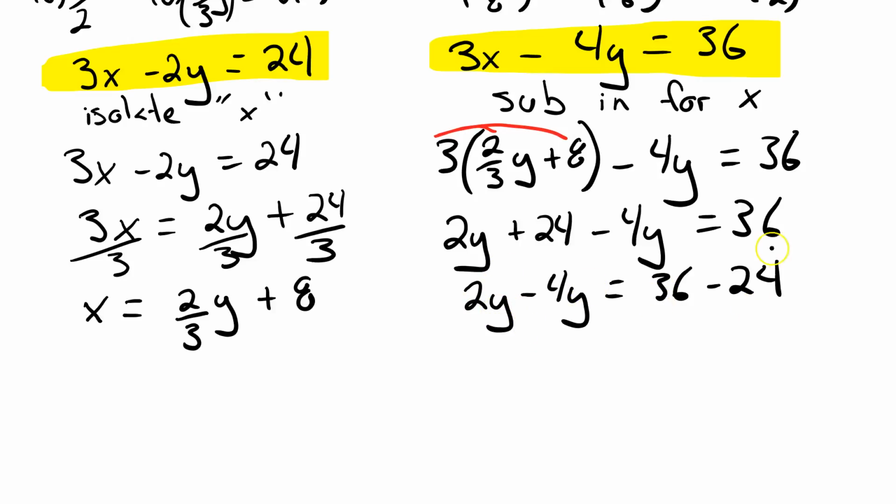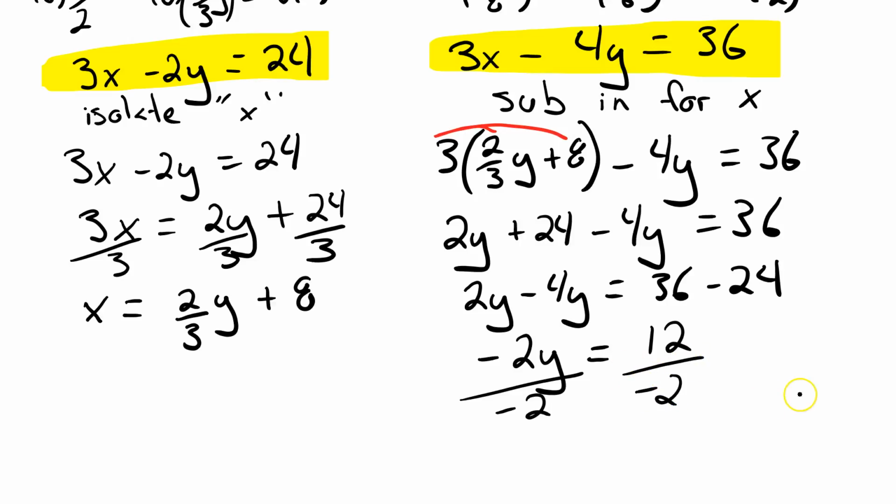Combine both my y's and my numbers. 2y minus 4y is minus 2y equals 36 minus 24 is 12. I'm going to divide by negative 2. And my y will equal negative 6. So right there is my y portion of my answer. I know the y is going to be negative 6.